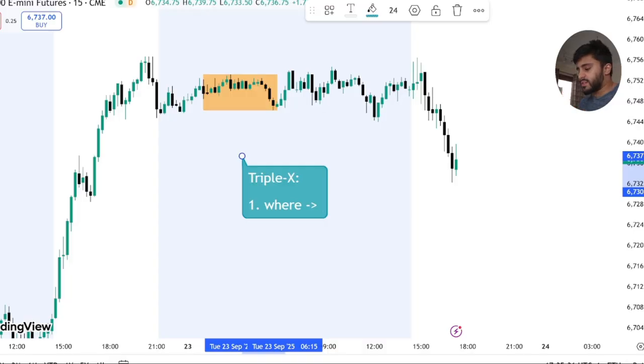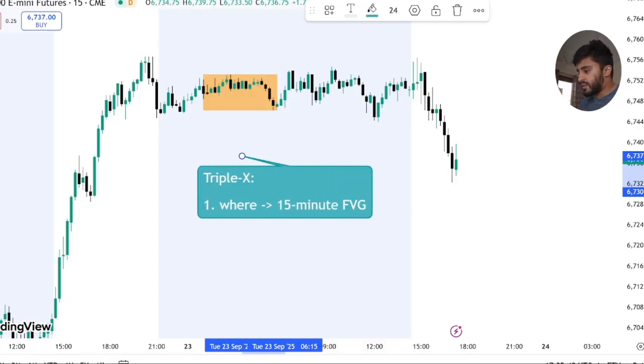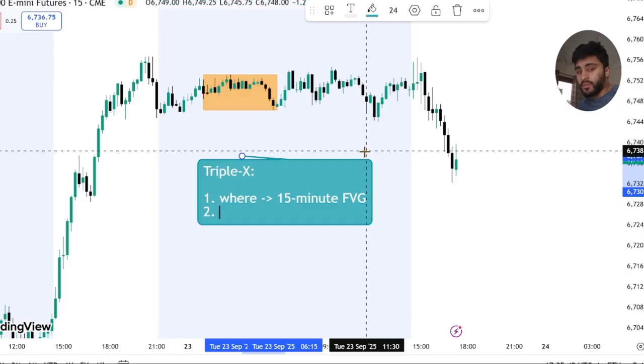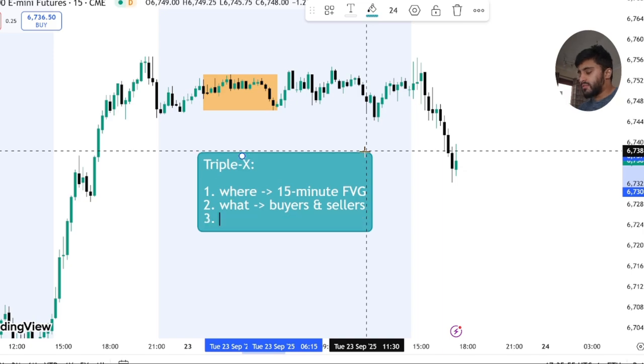A key level is basically a 15-minute fair value gap. Simply put, we're looking for a 15-minute fair value gap. That's all you're looking for. The next thing is what to look for specifically: buyers and sellers. When we enter the key level, we want to know who's in control between buyers and sellers. And the last thing we're looking for is why.